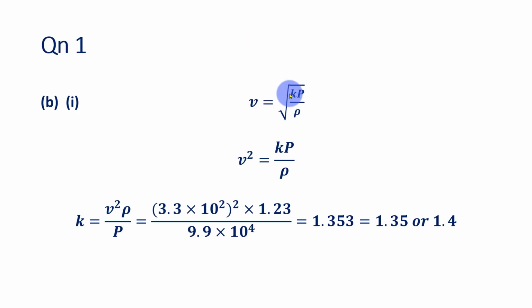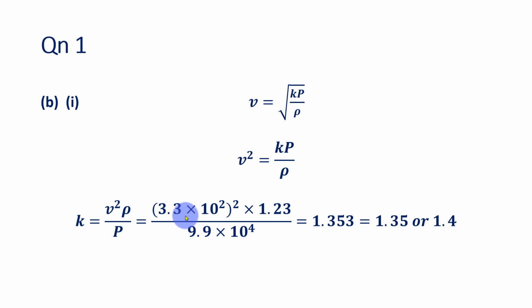This is quite direct because all that you need to do is from this equation you can make K the subject. How do you do that? First of all, you can see this square root sign. So what you need to do is to square both sides of this expression in order to get rid of the square root sign. And that is where V squared comes in. And then you make K the subject by dividing both sides by P and multiplying both sides by ρ. And that is where you get this equation. K is equal to V squared ρ over P.